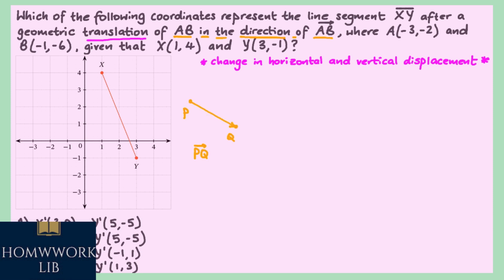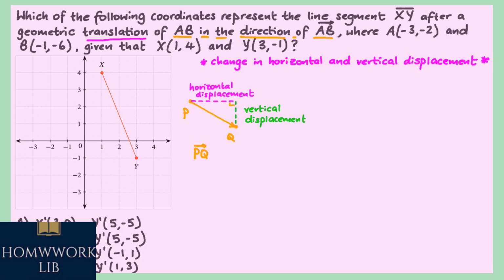Let's consider this ray PQ. As we know the direction, we're going from P to Q, then we can see how knowing 2 points and the direction of travel between them will allow us to determine the horizontal and vertical displacement that this must be. Whatever the displacement is on the given ray AB in the question will be the same displacement, or the same translation, that we must apply to the line segment XY.